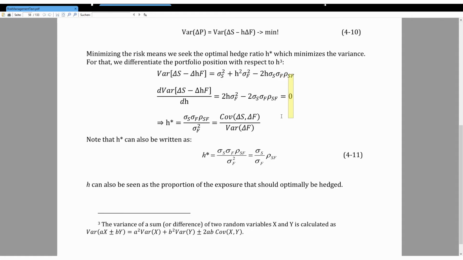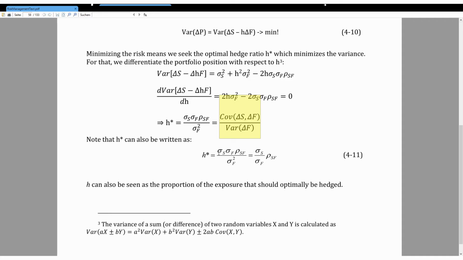If we solve this for h, in the numerator is the covariance, and in the denominator is the variance of the futures change. In the numerator we have the covariance between the change in the prices of the underlying asset and the futures on the other asset, and in the denominator we have the variance of the change in the futures price. That is pretty much a beta, a beta as we know it from the capital asset pricing model. So that's basically the same idea.